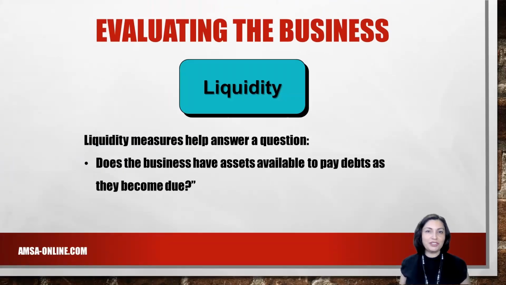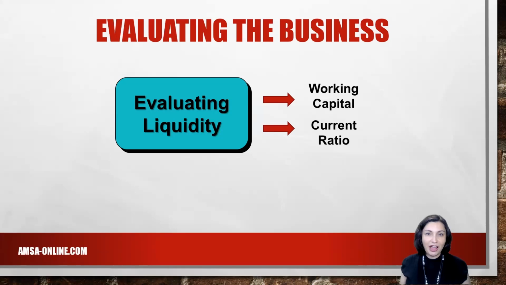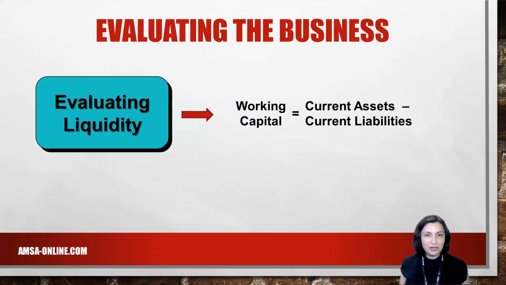Measures of liquidity help users assess the ability of the company to pay its debts when they become due. They help to answer a question like, does the business have assets available to pay debts as they become due? Almost all companies calculate working capital and current ratio. Working capital is a measure of short-term debt paying ability expressed in dollars. Current assets represent a company's potential cash inflows in the near future. Current liabilities represent cash outlays coming due soon. Working capital is current assets less current liabilities. Both current assets and current liabilities can be found on the balance sheet.